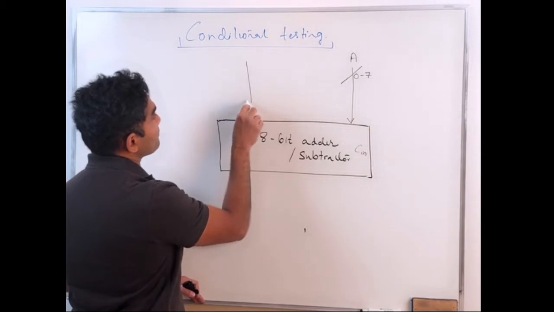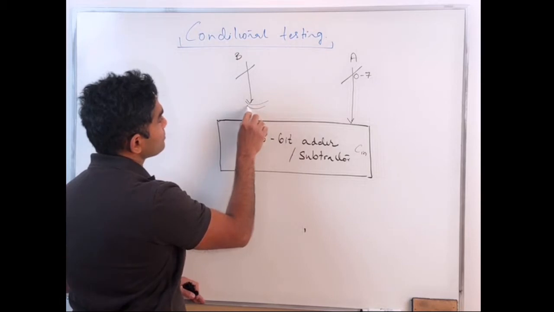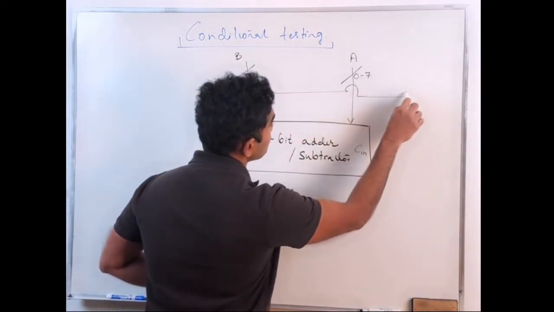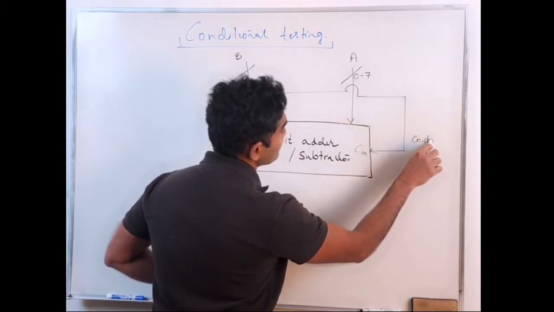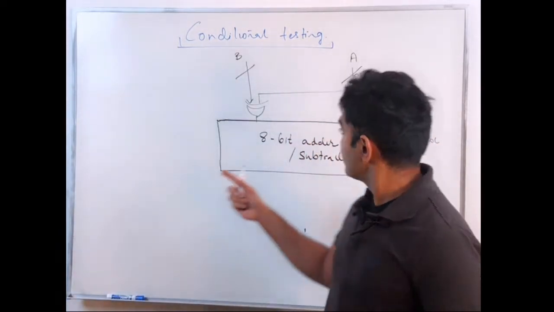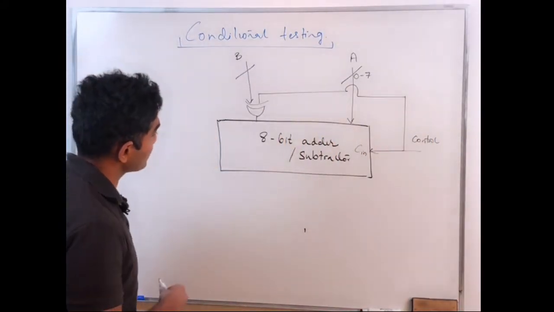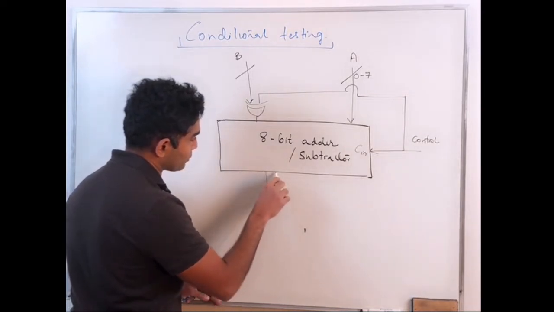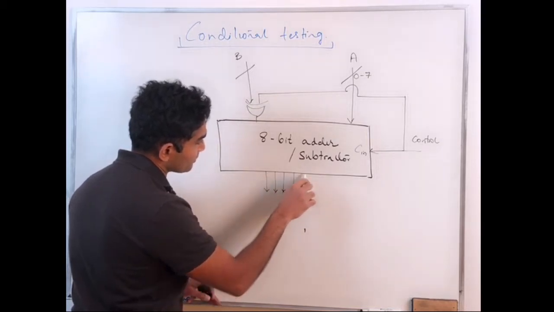Then I have these going in through these XOR gates. That's my control. Depending on what I apply on the control, I can configure this circuit to add or subtract. We know that already. So this is an adder/subtractor circuit. Now let me explicitly show all the outputs here. I have 8 outputs for the sum.